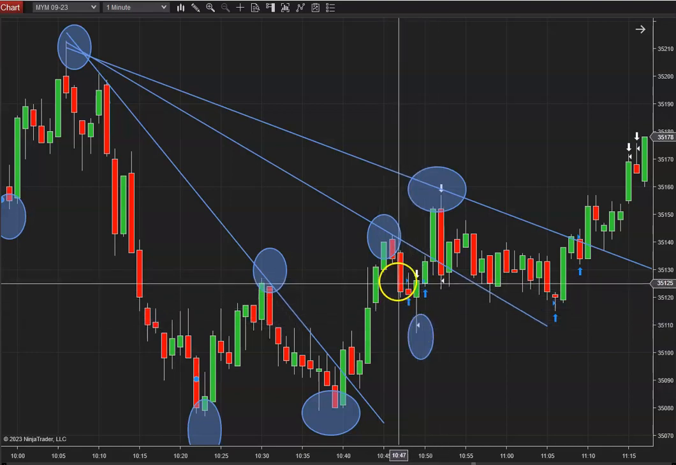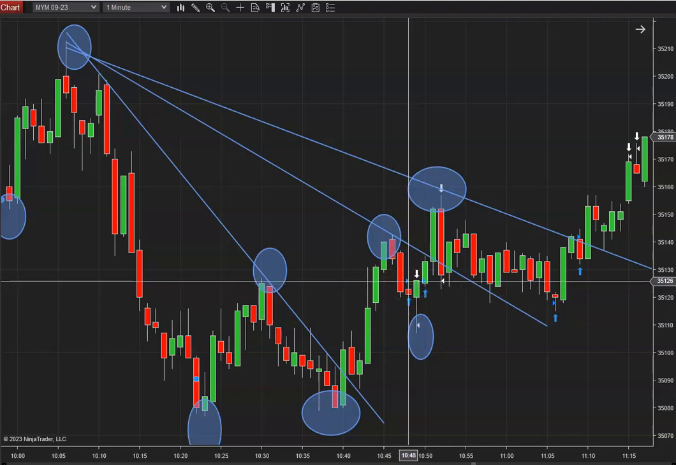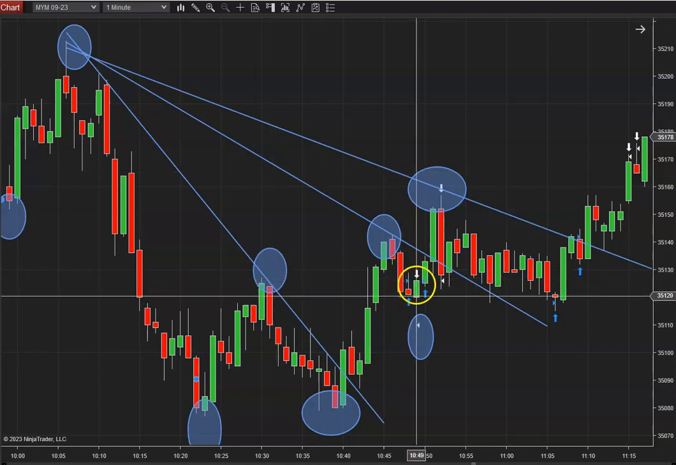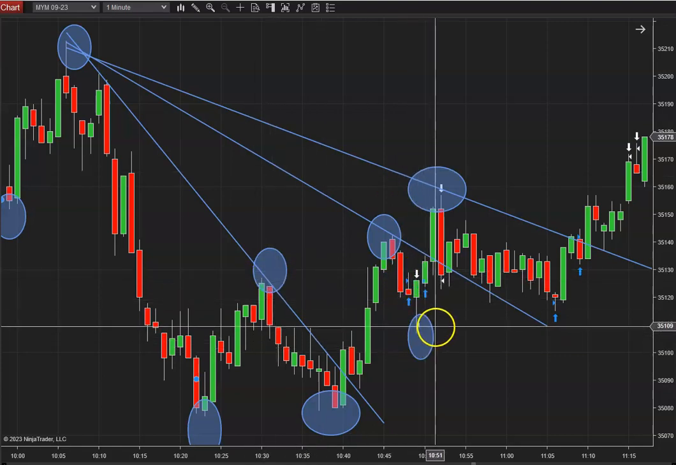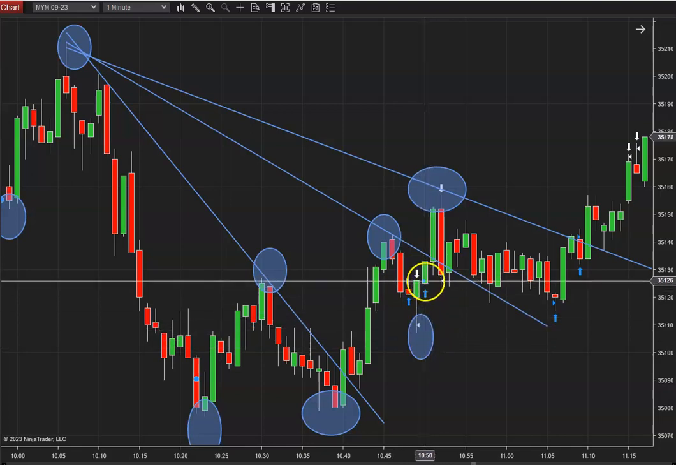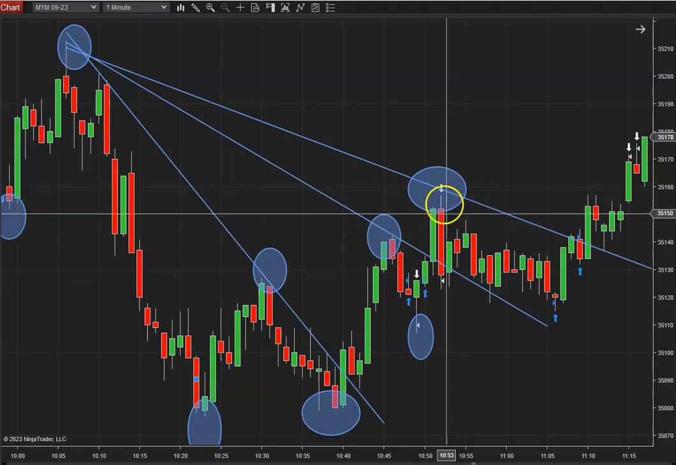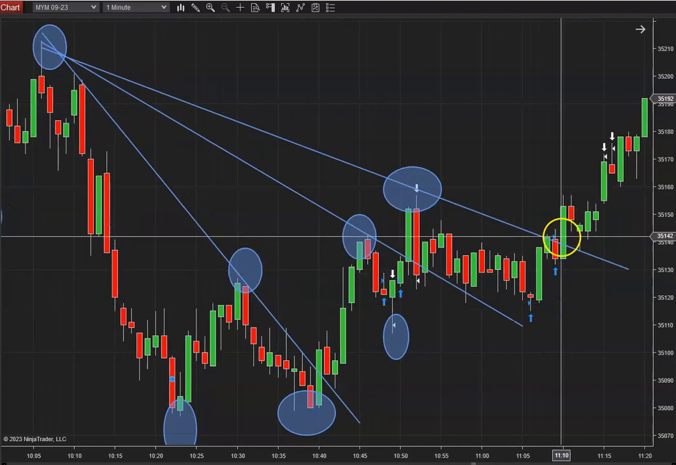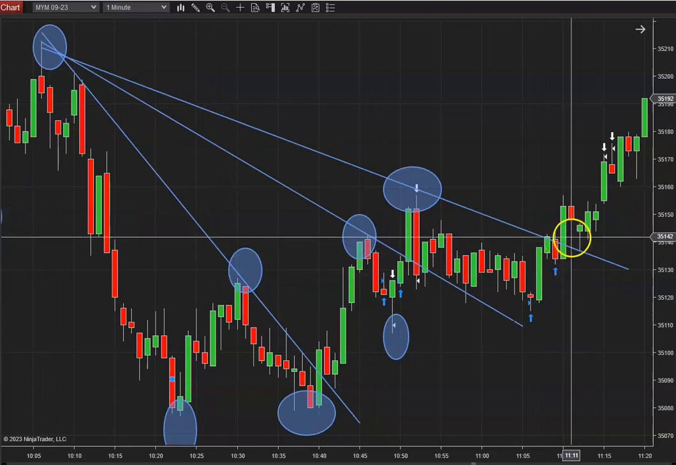So I don't even know why I entered it here. I might have thought that once it broke this area that it was going to take off, and then I got out on the wick here. Entered again here, it broke out, and then I basically had to stop, break even here. Entered it here again for whatever reason, and then finally here on the breakout is the one I really took.